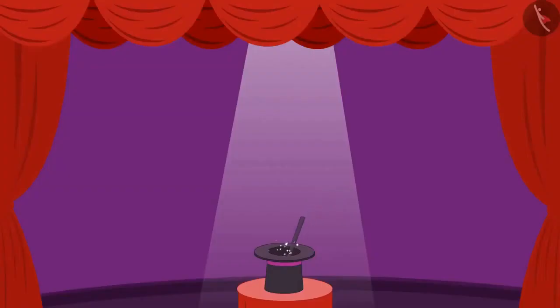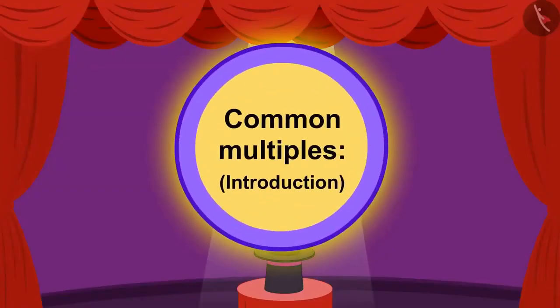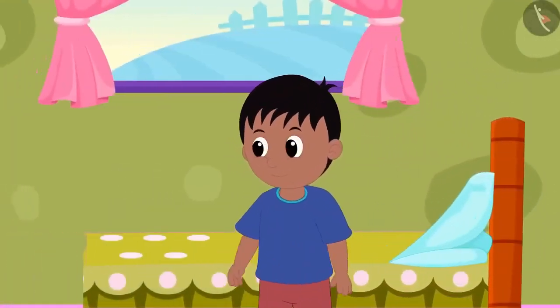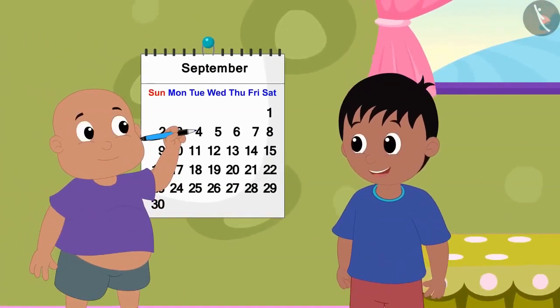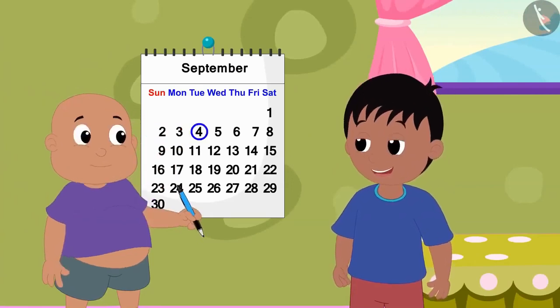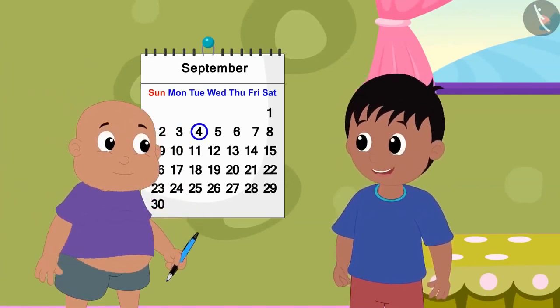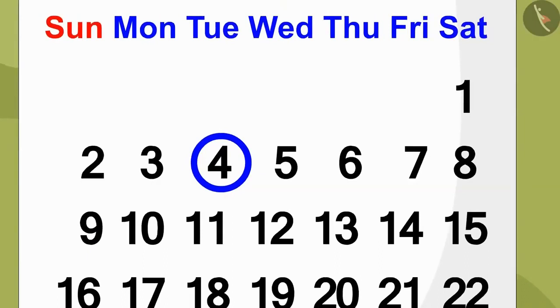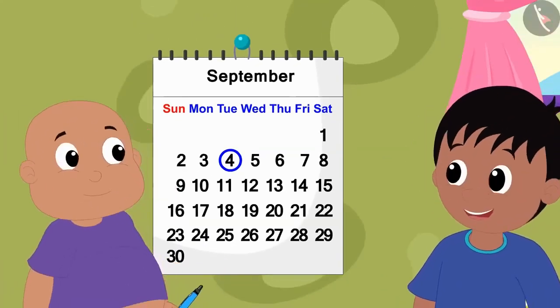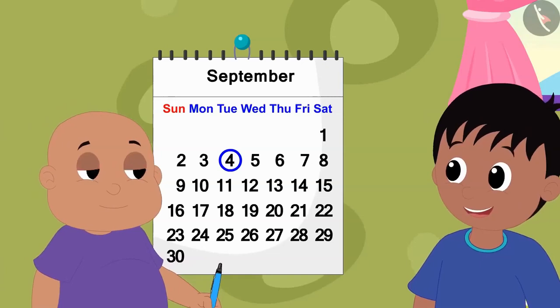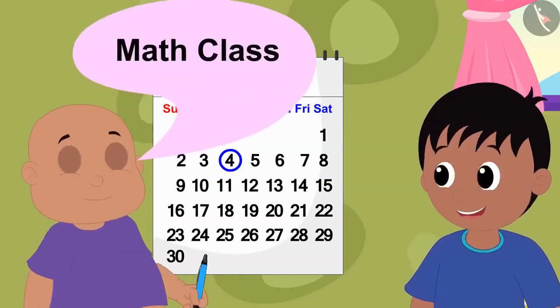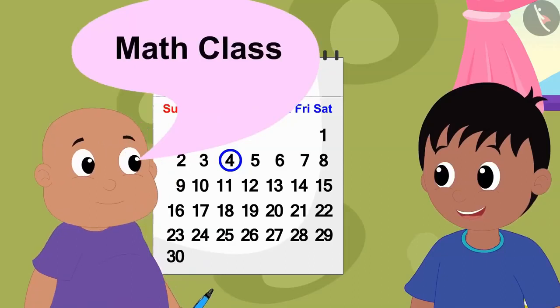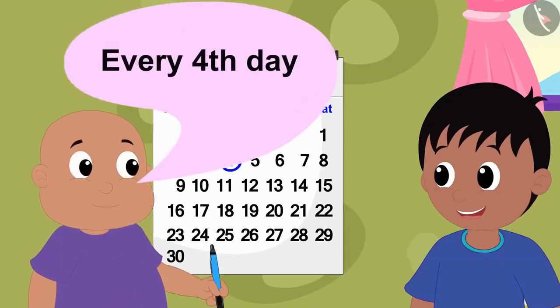Hello children, in this video we will learn about what are common multiples. Raju has come to Bablu's house. When he reached Bablu's house, he saw that Bablu was drawing circles on some dates on his home calendar like this. When Raju asks him what he is doing, Bablu tells him that he has enrolled in a math class and his class will be every fourth day.